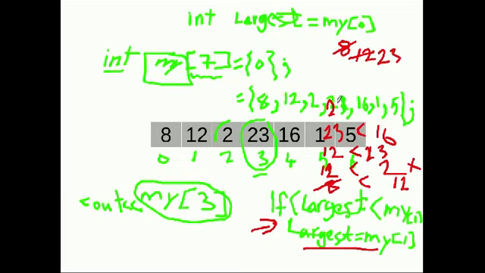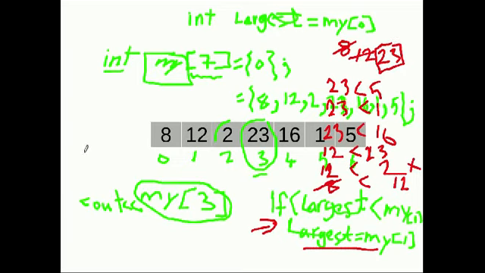23, is it less than 1? No. So we don't do anything. We increment and check the next element. 23, is it less than 5? No. So we don't do anything. We exit, we end the loop, and we end up with largest to be what? 23. Was that right? Yes.